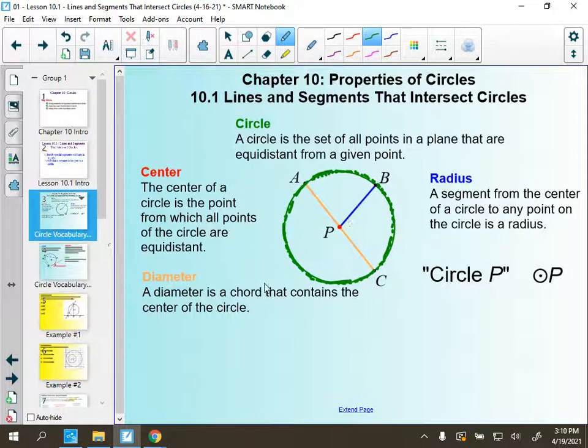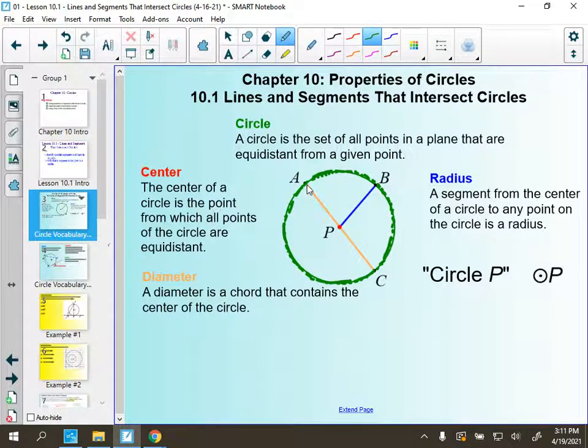Okay, so then the parts. The center is the point that we're equidistant from, point P. The radius is from the center to a point on the circle. So it's a segment whose endpoints are the center of the circle and any point on the circle. A diameter, we'll talk about the word chord in a second, is a segment with endpoints on the circle. A and C are on the circle, but it passes through the center. It has to contain the center of the circle.